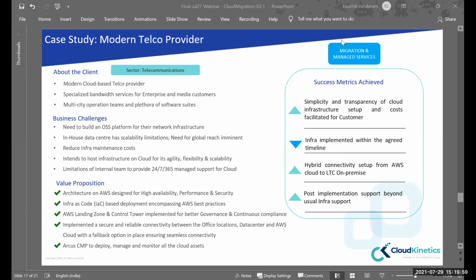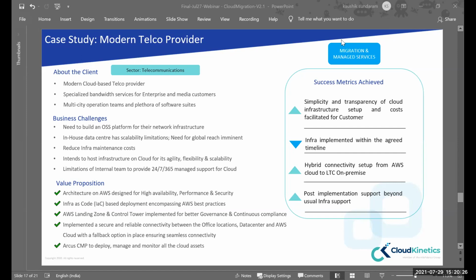Post-implementation support went beyond usual infra support, where Arcus also has capabilities to monitor the application endpoints, with application level monitoring as part of the platform. That has really given us a way to go beyond infrastructure support, and to keep monitoring the customers' endpoints, ensuring that the lights are on all the time.